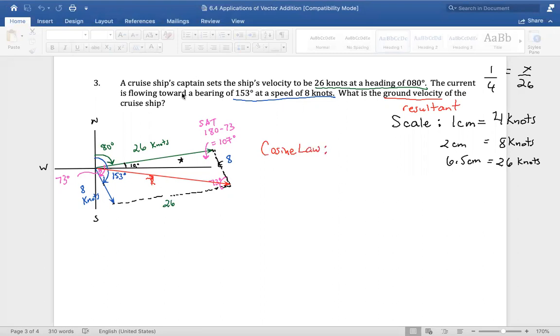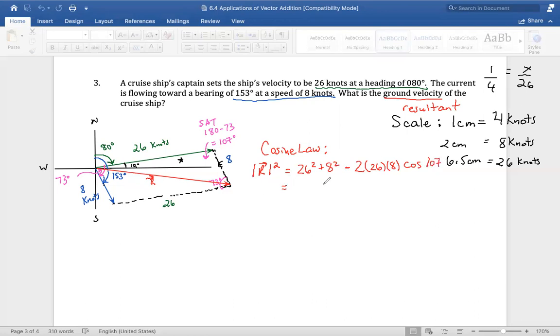All right, so for cosine law, which I guess I can leave red because it's to do with the resultant, right? So the resultant squared, so that side squared, is, remember the beginning is just like Pythagorean, so 8 squared plus 26 squared. It doesn't matter which one you put first. Remember, minus 2 times 26 times 8. Then I need to figure out what it's the cos of. So cos of the opposite angle to the resultant. So cos of 107.